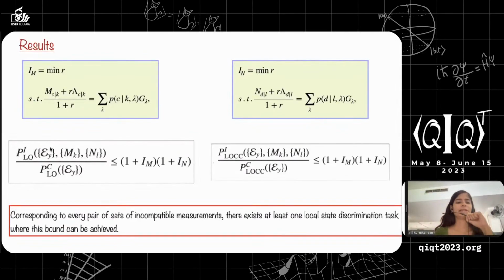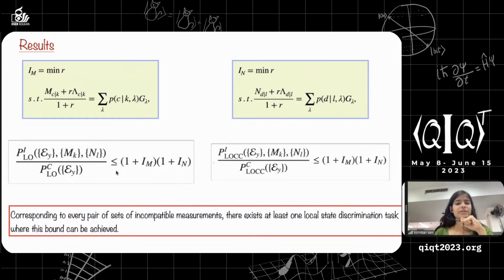So finally, we found the ratios of these probabilities. This is in the case of local operations, and this is in the case of local operation plus classical communication. And as you see, these ratios are upper bounded by some function of I_M and I_N. So what are I_M and I_N? I_M is the robustness of incompatibility, that is, the amount of incompatibility of the set of measurements M, the measurements available to Bob 1, and I_N is the incompatibility present in the set of measurements of Bob 2, that is, these N measurements. So just to recall, by incompatibility, I mean the minimum amount of noise you have to mix with the measurement so that it becomes compatible.